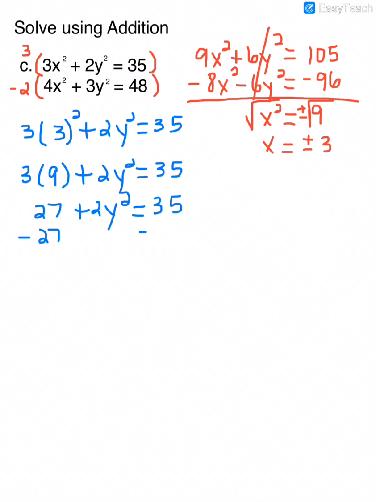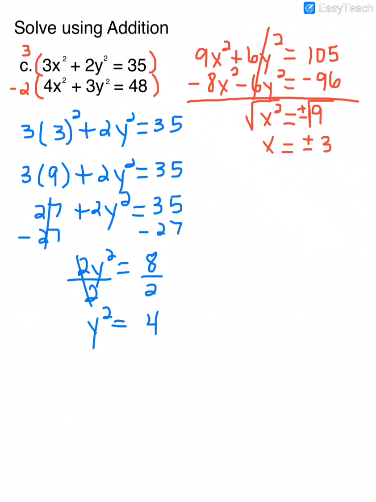Subtract 27. And that's 2y squared equals 8. Divide by 2. And y squared equals 4. Okay, again, we have our variable squared, so we need to take the square root, plus or minus. So that gives me y equals plus or minus 2.